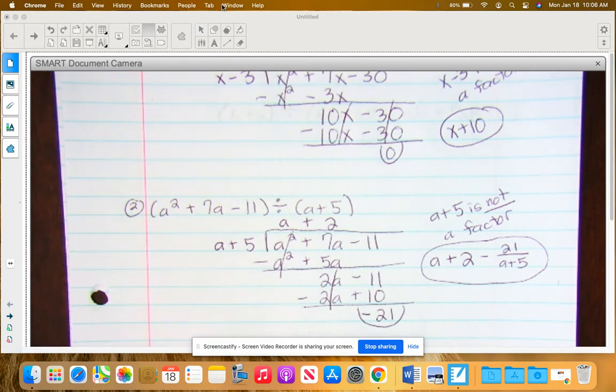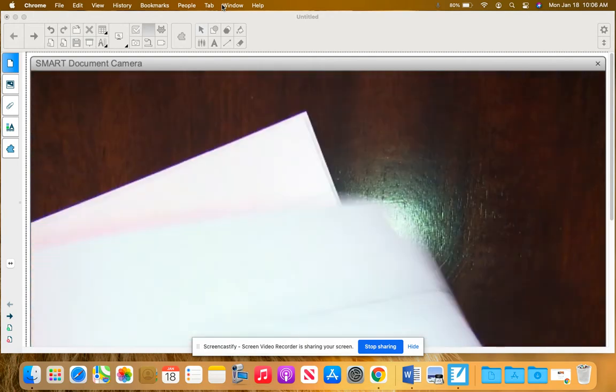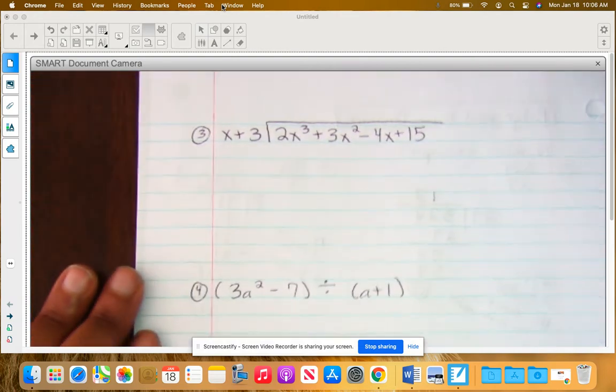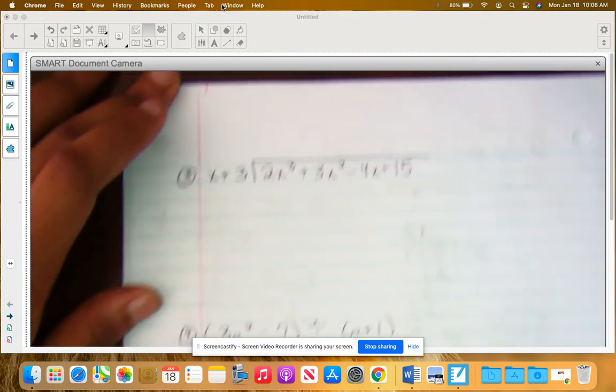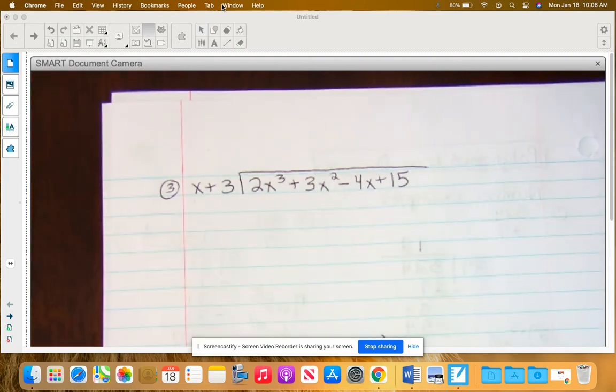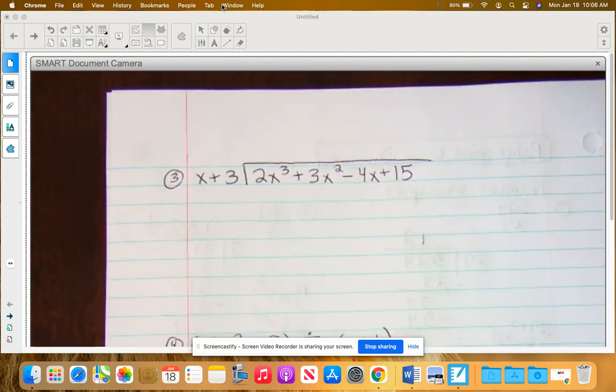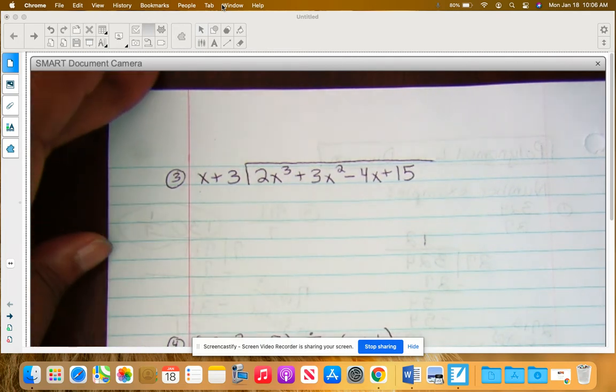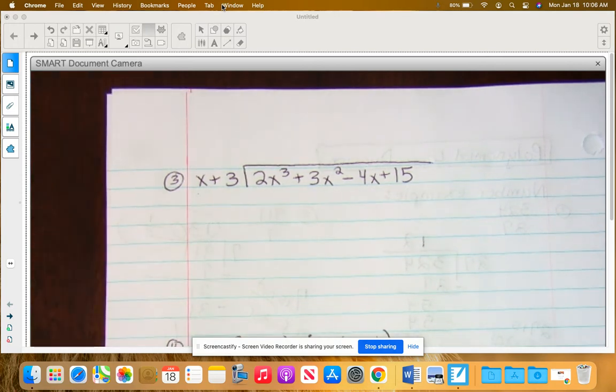All right, let's definitely take a look at some more. Sometimes this is a kind of a harder concept for students to understand. So let's go through another one. All right, number 3. 2x to the third plus 3x squared minus 4x plus 15. And we're going to divide it by x plus 3. So I've already set this problem up. So now we'll just go through and work it out.